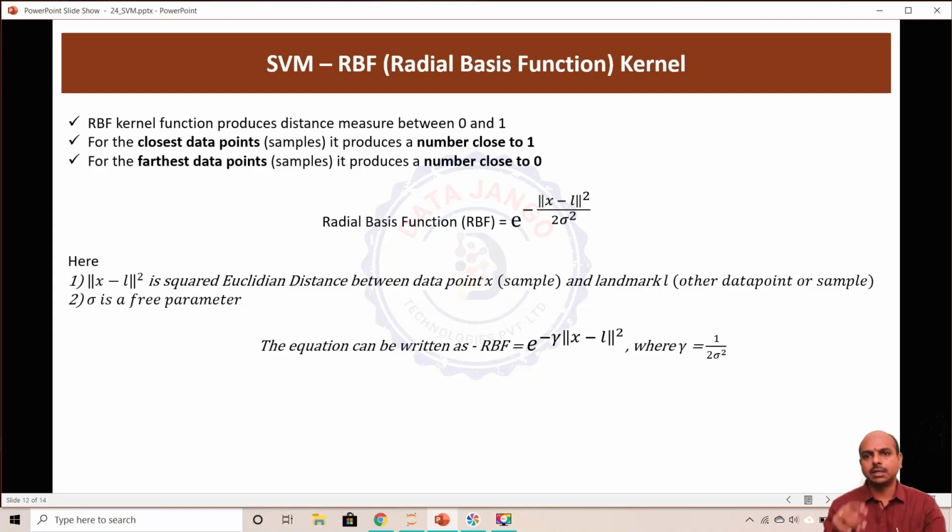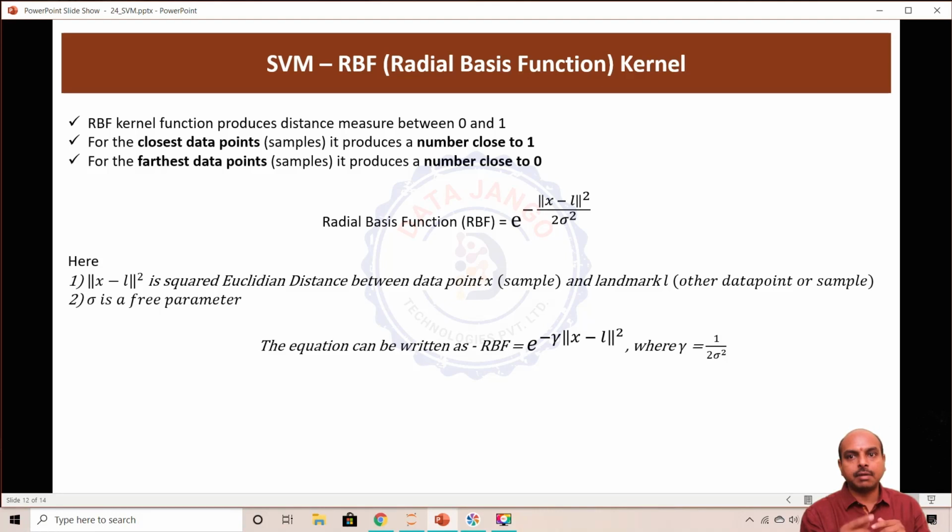Euclidean distance is the square root of (x1 minus L1) squared plus (x2 minus L2) squared plus (x3 minus L3) squared and so on, up to (xn minus Ln) squared. That is Euclidean distance. If you apply the square, the square root goes off. So that is the squared Euclidean distance between data points. Okay, and gamma is a free parameter. It is not standard deviation. It is a free parameter. You can play with the hyperparameter and make the model overfitted or underfitted.